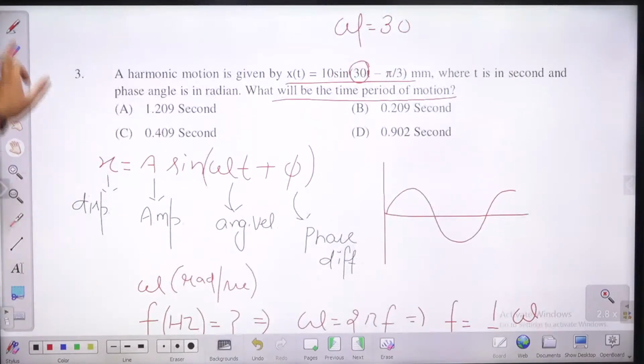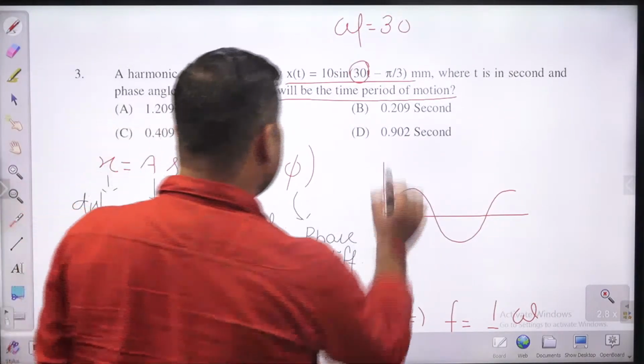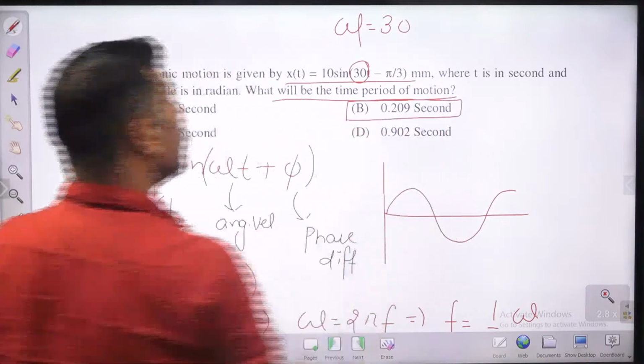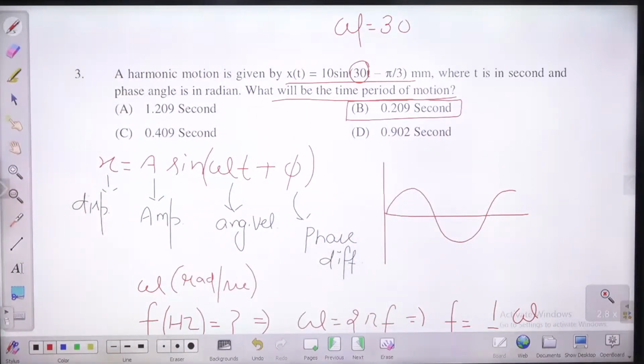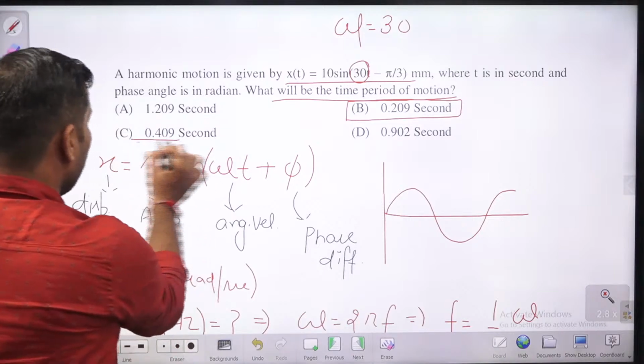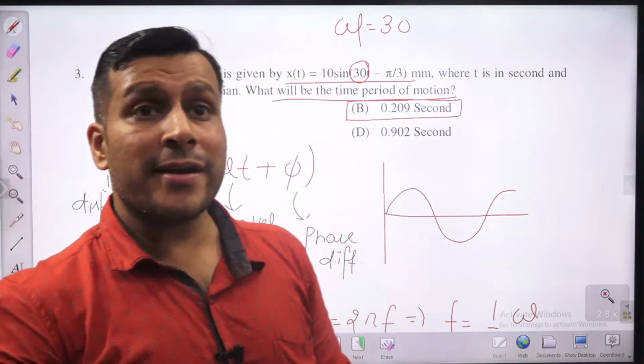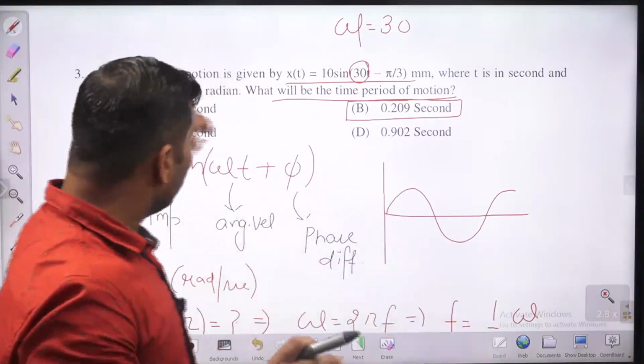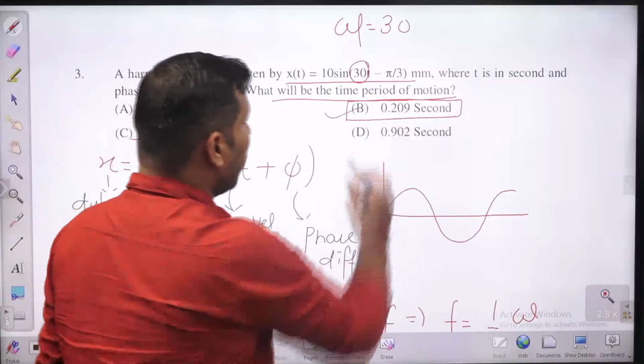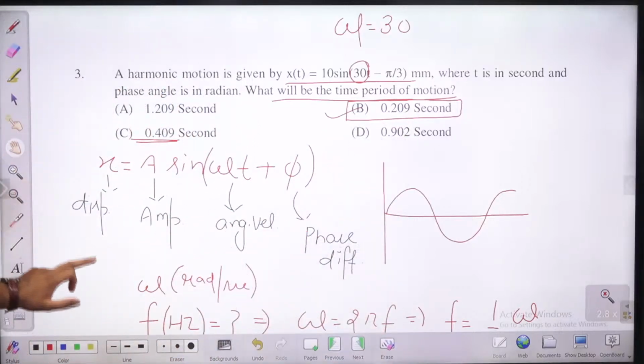So the time answer will be what, guys? The answer will be option B, 0.209 second. Okay, guys, please check. 0.409 is wrong, guys. This is wrong. I don't know what mistake you are making in this question. Charan Raki, 0.409 is not right. B is the right answer. 0.209 second. Please check it again.